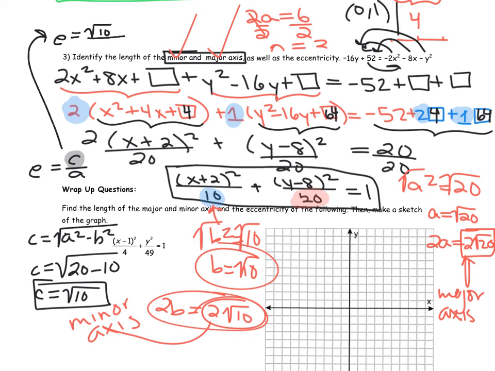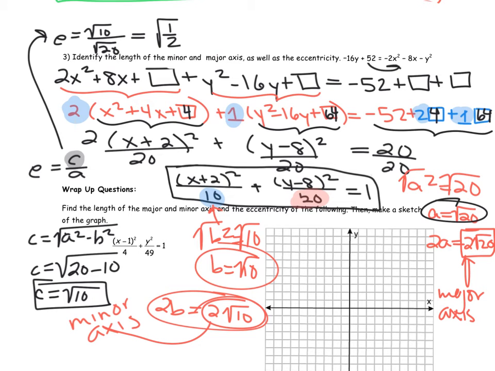Now a, where is a? a is right here, square root of 20. So I have square root of 10 over square root of 20, which can simplify to the square root of 1/2. Okay, and the square root of 1/2, well, let's rewrite this. This is really the square root of 1 over the square root of 2, which is really just 1 over rad 2. And hey, we can rationalize, get rid of that radical. So this is really just rad 2 over 2.